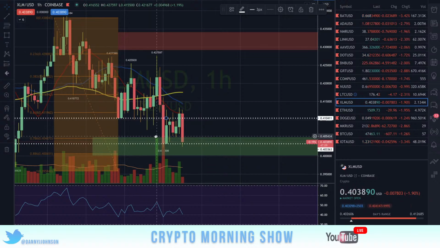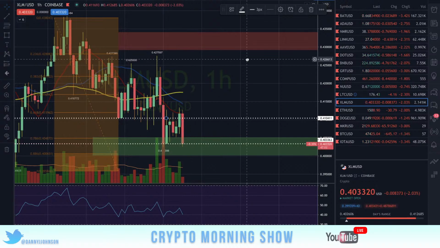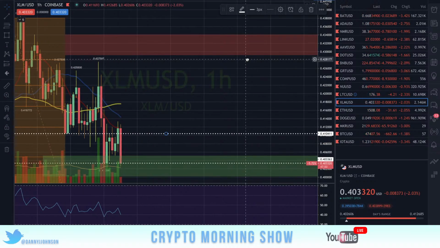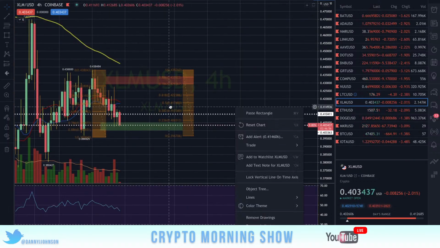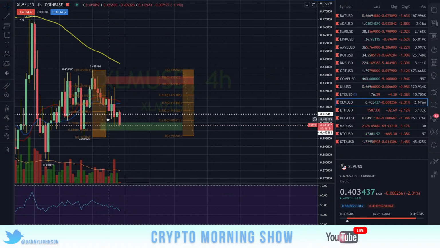So we're trying to drop into that buy zone. And as you can see, if we zoom out to the 4 hour, there's our target. Look at that support hold down there and bounce up into, there you go.